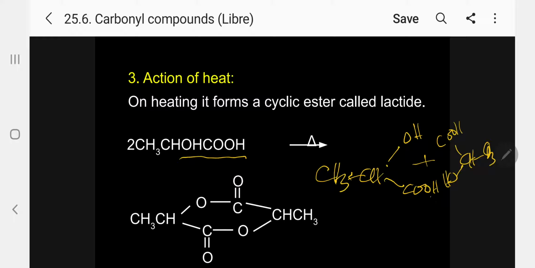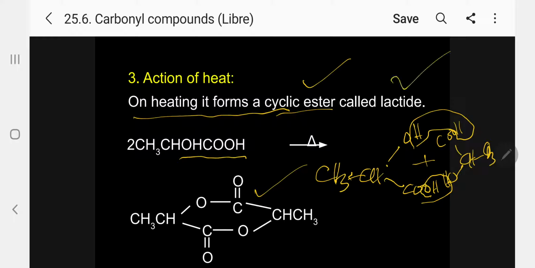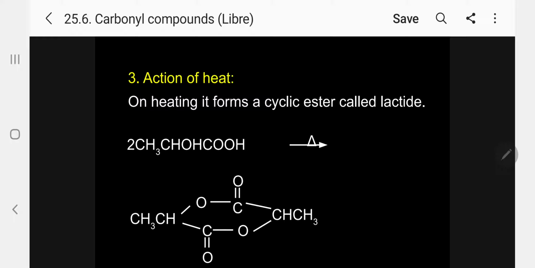It is forming an ester, eliminating water here, here also eliminating water, forming a cyclic ester. Kindly follow. On heating, it forms a cyclic ester called lactide. Lactide. This is the structure of lactide. Normally this question will be asked: what happens when lactic acid is heated? It forms lactide. Kindly follow. Cyclic ester.